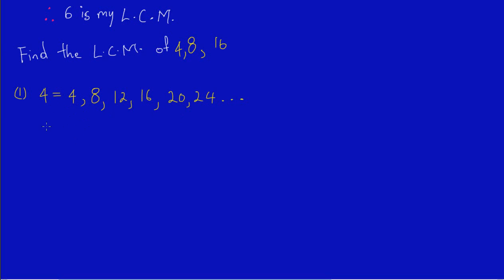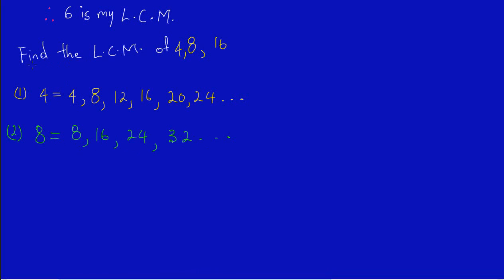Now my number 2, I would have 8, and I'm going to list all my multiples of 8 up to a certain point. So the first one would be 8, then the second one would be 16, and then the next one would be 24, and then my next multiple would be 32, and I'm stopping there again.